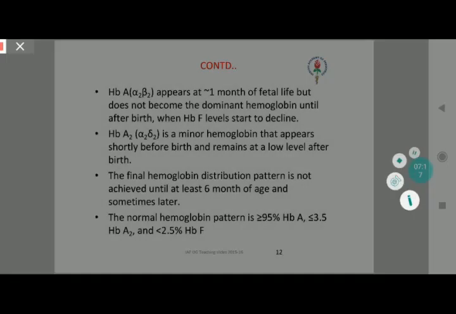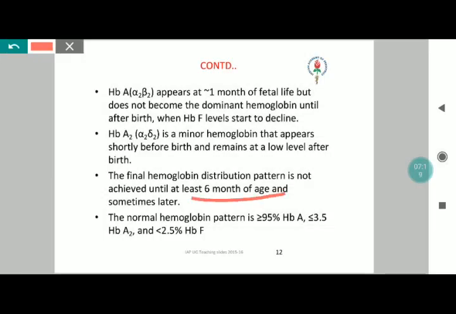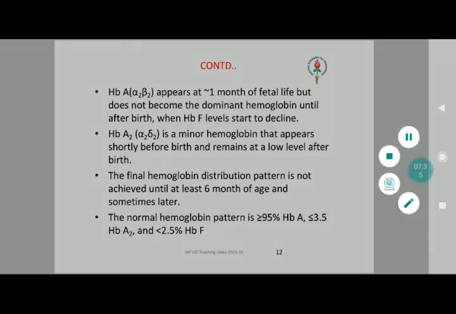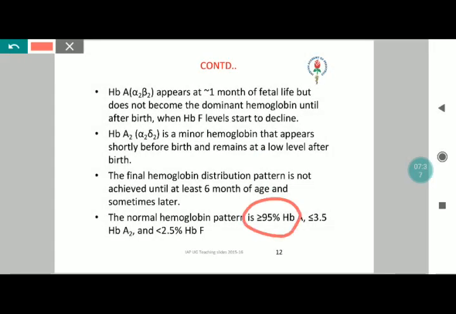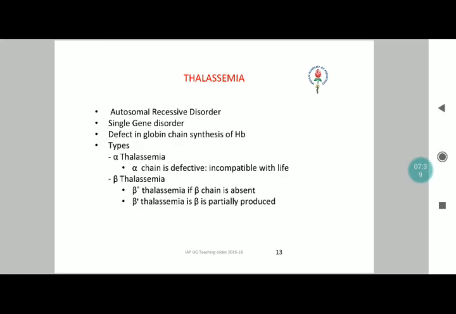And it's very important to remember this statistic that more than 95% of adult hemoglobin is of hemoglobin A variety, less than 3.5% is hemoglobin A2, and the miscellaneous component has a predominant quantity of 2.5% of hemoglobin F. The key takeaway message here is hemoglobin A is the predominant hemoglobin that is present.